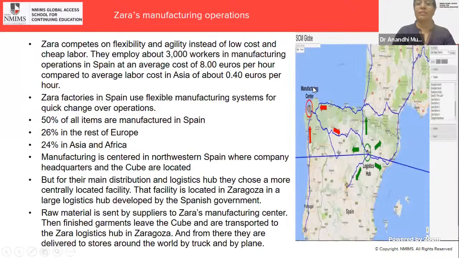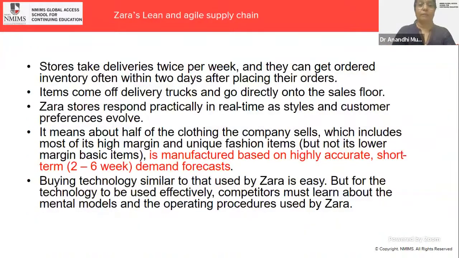And when the manufacturing center is there, they had the logistics. So you all know it's a Spain-based brand. The logistics hub also was located in such a way that they have very good connectivity to other parts of the world. And they also went in for manufacturing abroad, like 50% manufactured in Spain, 26 in rest of Europe, and 24 in Asia and Africa. So this also helped them to a greater extent, and this was a strategy overall for them to keep their supply chain responsive, right? Fine.